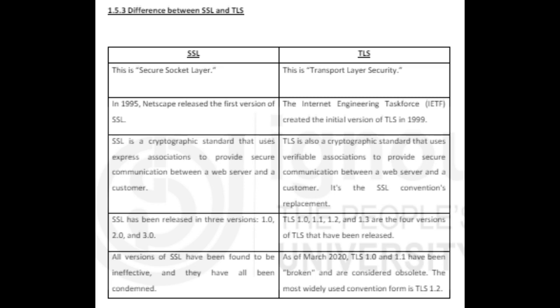SSL and TLS are both used to encrypt private data transferred across an unstable network like the Internet. SSL or TLS is required for web-based shopping websites and other websites that need to move information or conduct online financial transactions to keep client information safe from programmers.